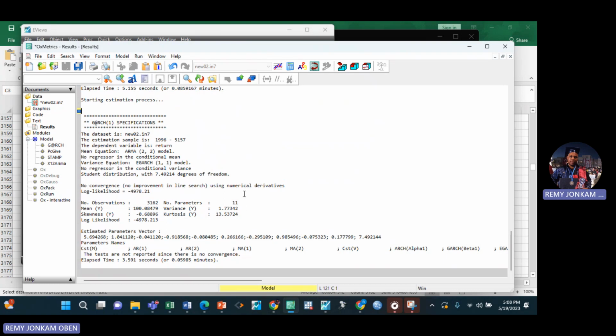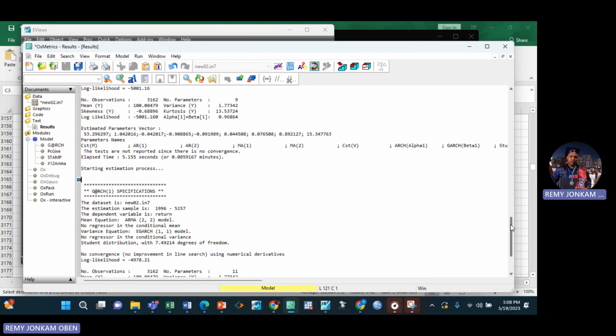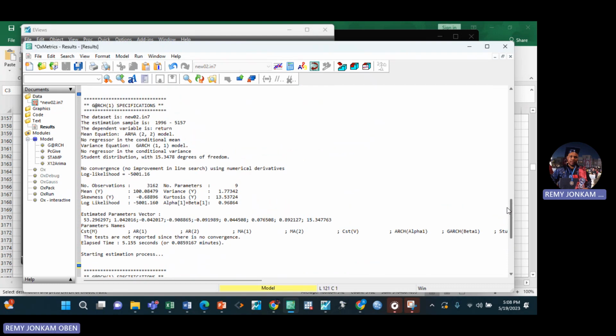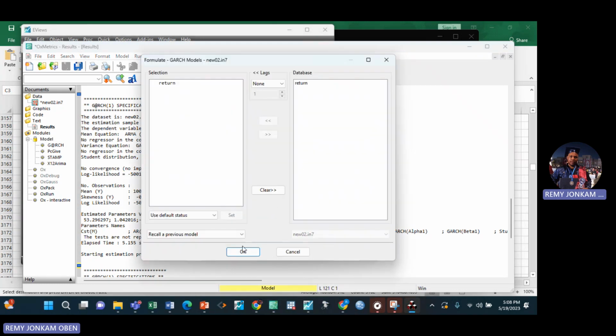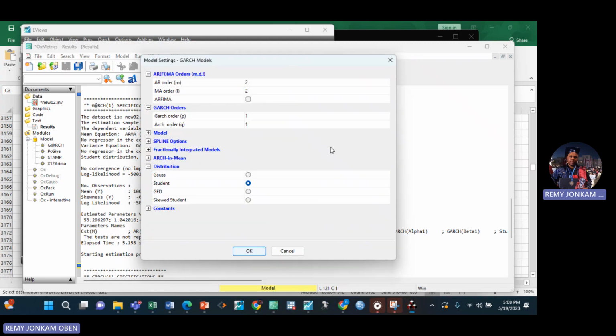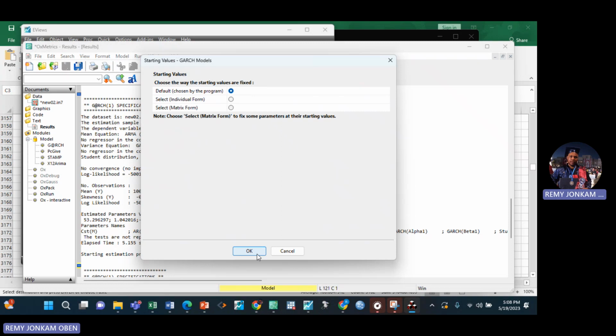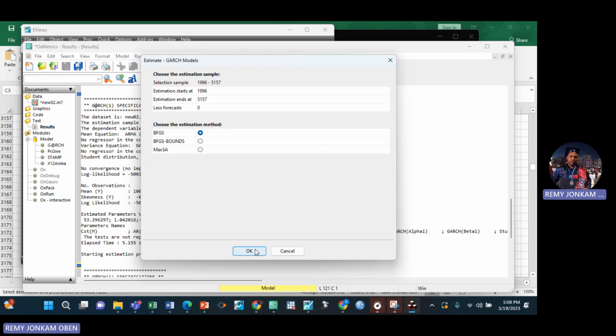Still no convergence, so there's a problem with this data. We cannot use this data. Let me check if it's going to work with a different distribution. Normally we're supposed to use a student T distribution, but let's try with the GED distribution if it will work, if we can have good results.